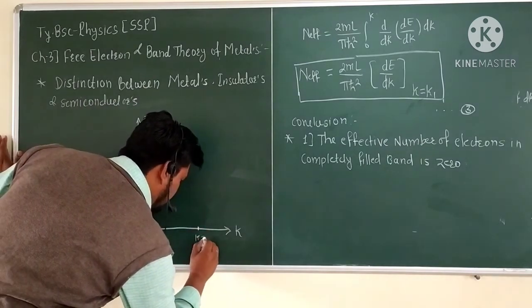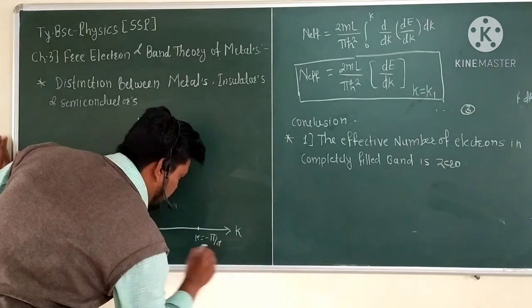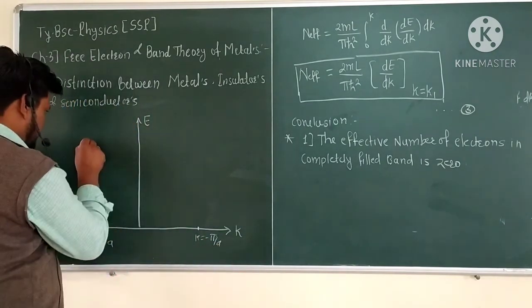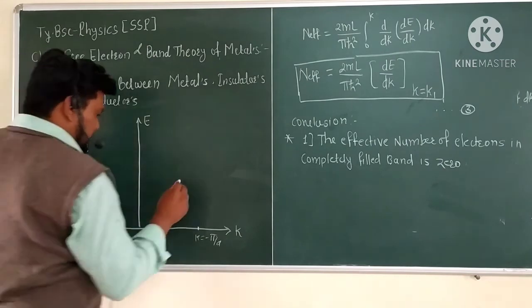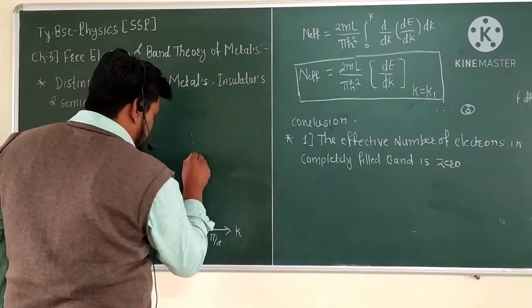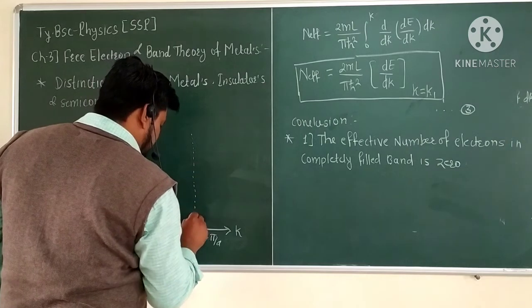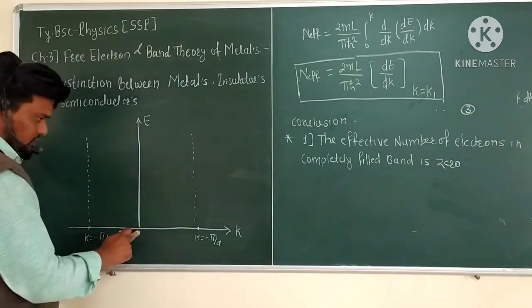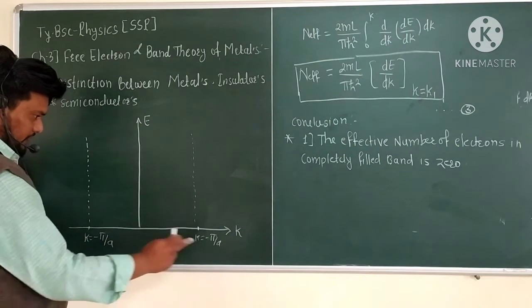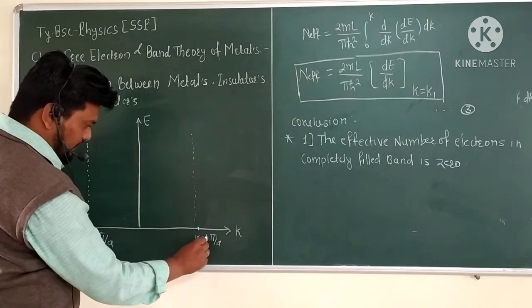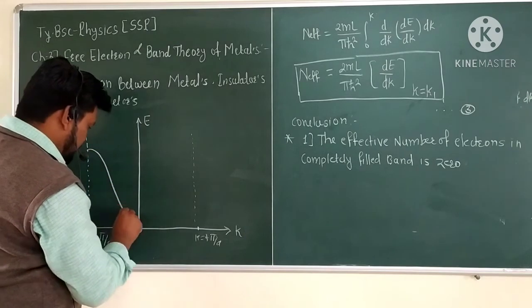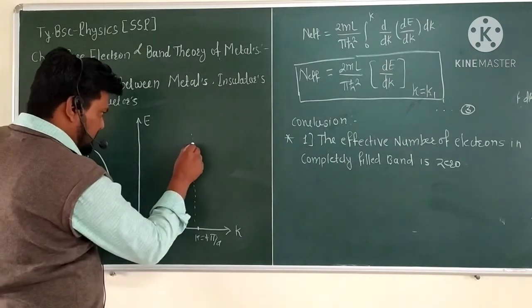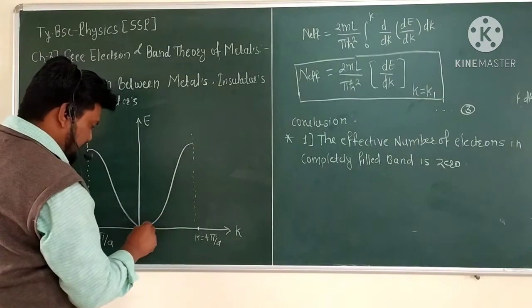So this is the limit of the Brillouin zone. The energy at k equal to 0 is 0, and at k equal to minus pi by a and plus pi by a, this value should be maximum. So this is the graphical representation.